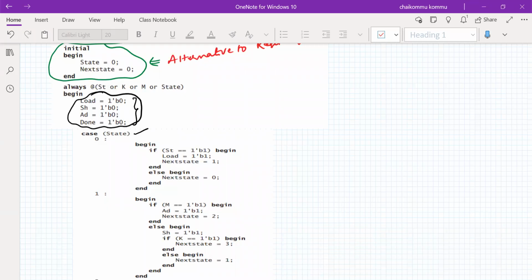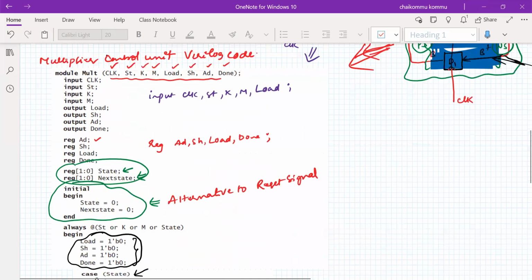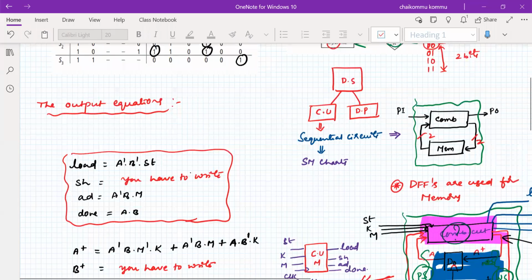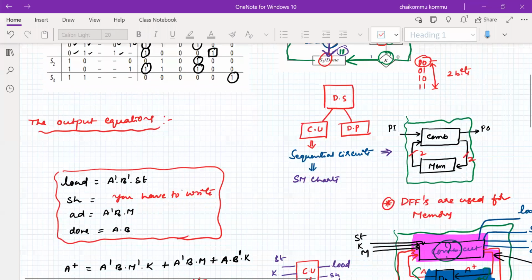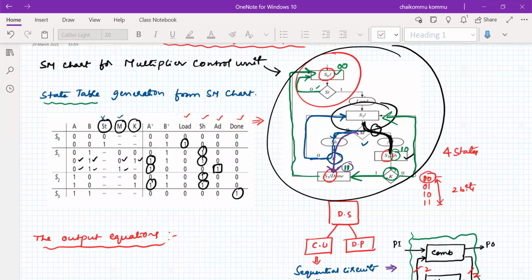Next, we are going to use a case statement. Whatever the equations or things that are available, I don't want to bother about the internal circuitry of all these things. I'm just going to use this SM chart for the always one statement. For always one, I'm going to use this block diagram.